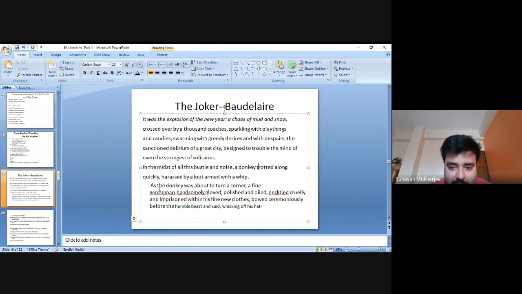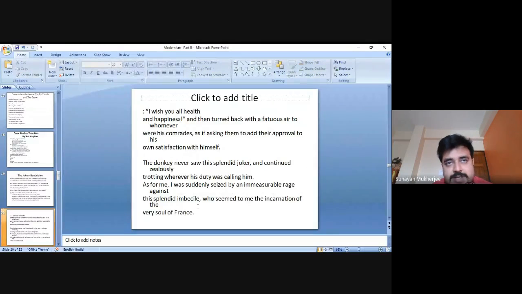As the donkey was about to turn a corner, a fine gentleman, handsomely gloved, bowed ceremoniously before the humble beast and says, "I wish you all health and happiness." Imagine a donkey walking along the road, and a gentleman saying, "I wish you all health and happiness," and then turned back with his fine air to whomever were his comrades. Okay. But what's interesting is the last stanza.